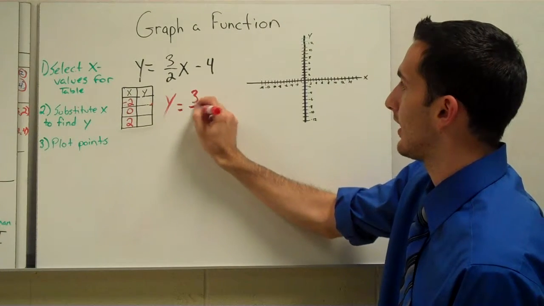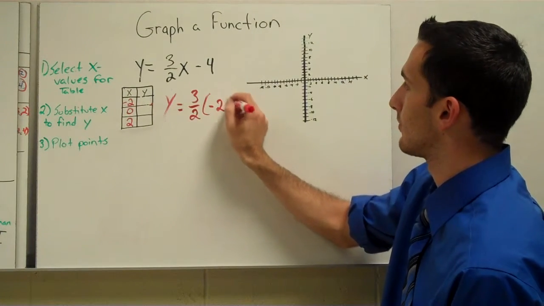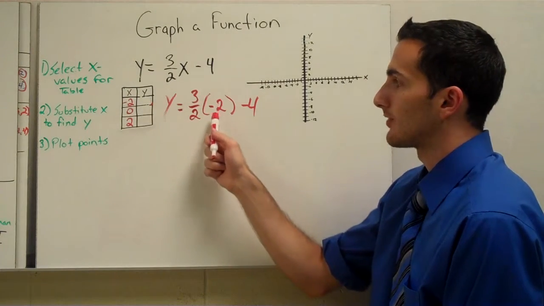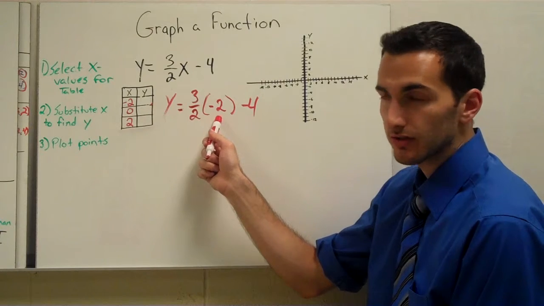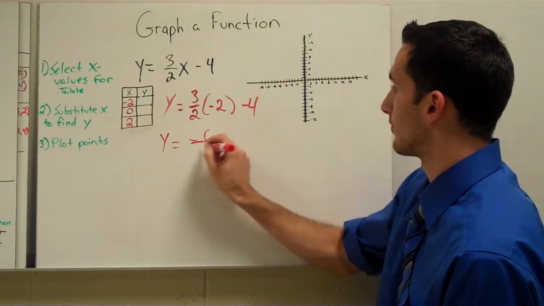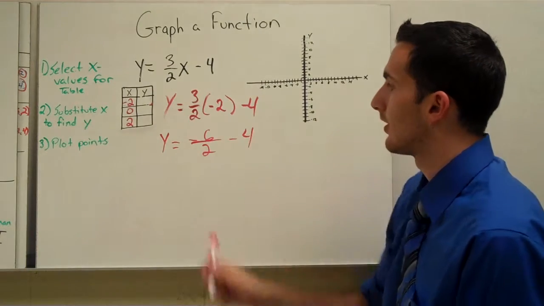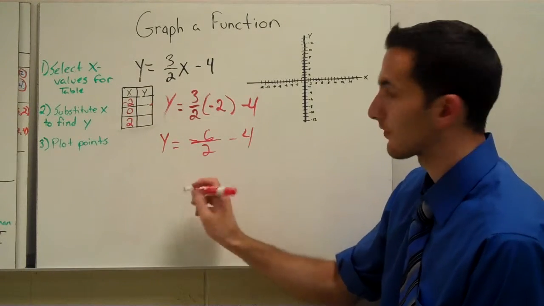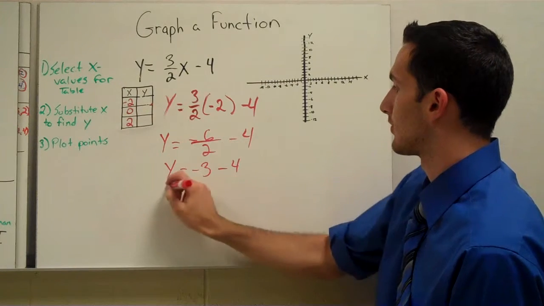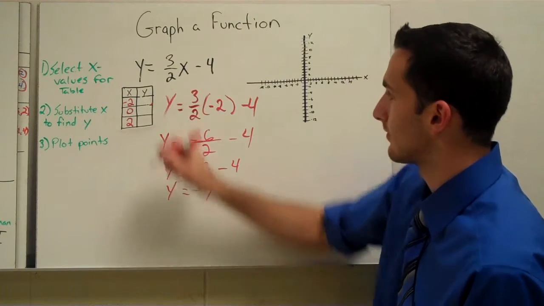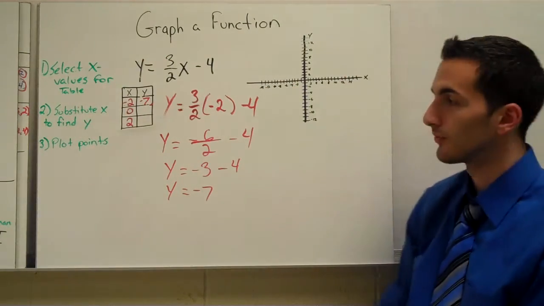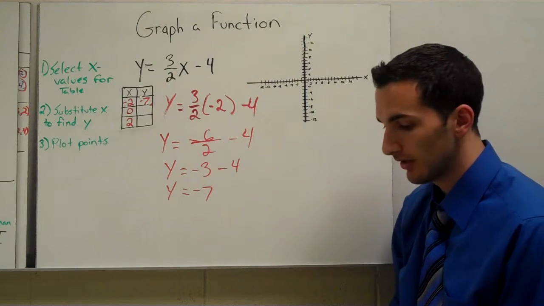y equals 3 halves times negative 2 minus 4. Okay, 3 times negative 2 is negative 6. So I get y equals negative 6 over 2 minus 4. Negative 6 divided by 2 is negative 3. So I get y equals negative 3 minus 4, which gives me y equals negative 7. So my first coordinate is negative 2, negative 7, which is much easier to graph than 11 halves.